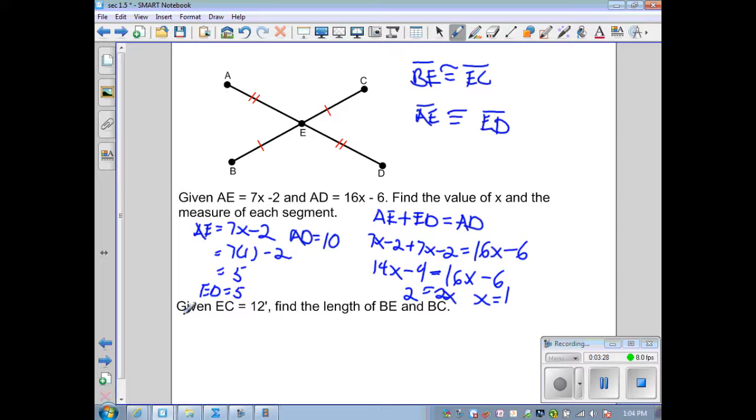In the next question, we're given that EC is 12 feet. Therefore, from the information I derived earlier, I know that BE must be 12 feet. And what they're asking me is, find the length of BE, which I already did, and find the length of BC. Here, it's just the sum of these two values by the segment addition postulate. So BC is equal to 12 plus 12, which is 24 feet.